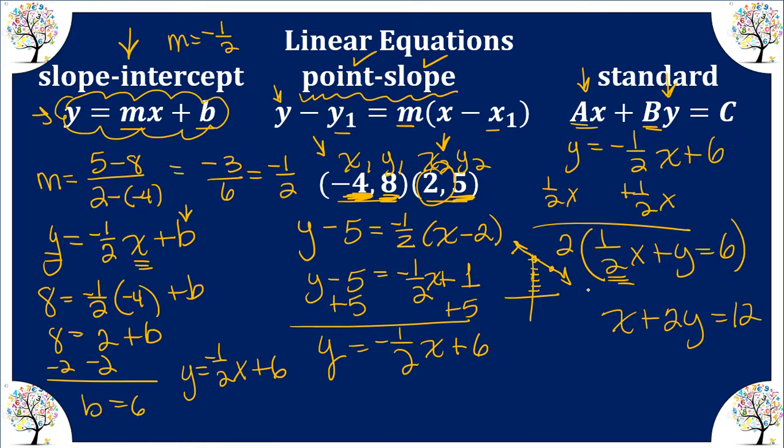And one last thing, some folks want you to make sure that the leading coefficient, in this case x, the 1 is our leading coefficient, is positive. And it is. If it was not positive, you can multiply through by -1.